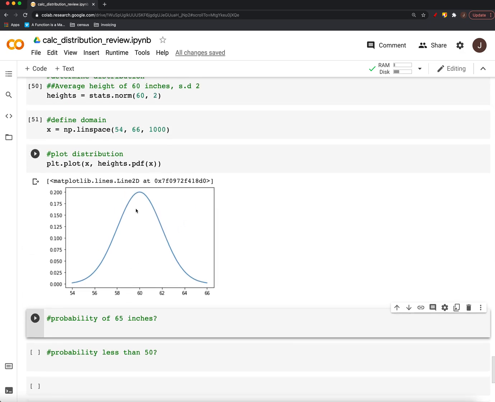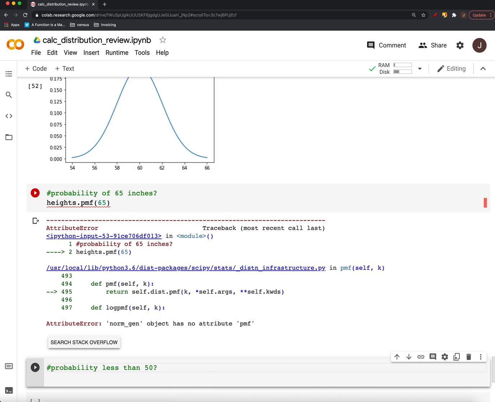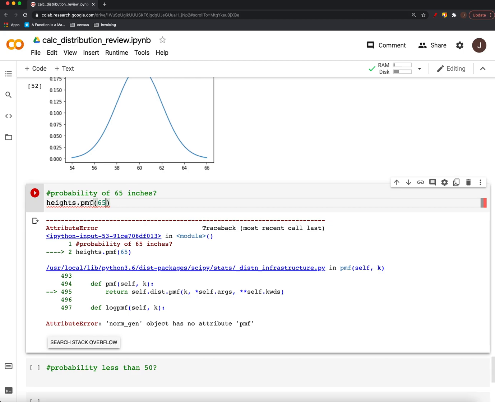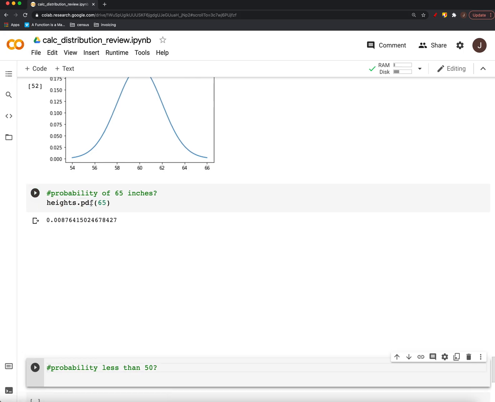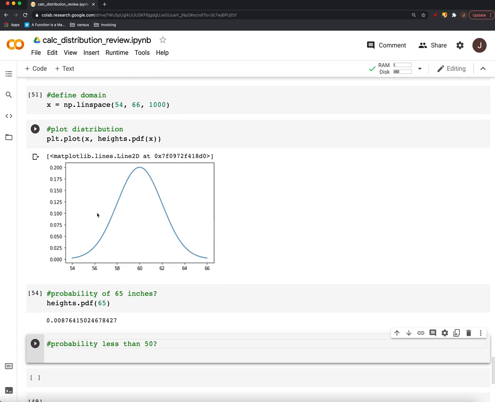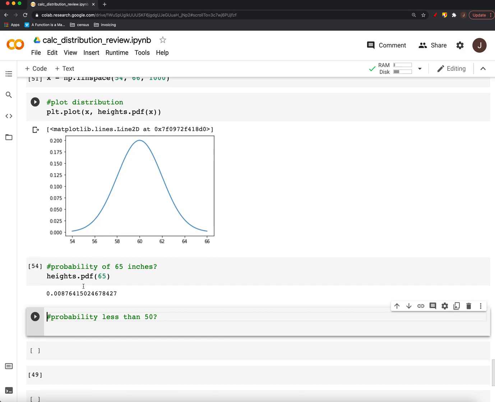And we can ask the same questions of this distribution. If these are all of the possible outcomes and their probabilities, then the probability of 65 inches is going to be heights PMF 65. Oh, I'm sorry, PDF. In the continuous case, this is a probability density function. All right, and that seems unlikely. And if I look at my plot, that seems to make sense, though. It does, it's way out here in the tail.